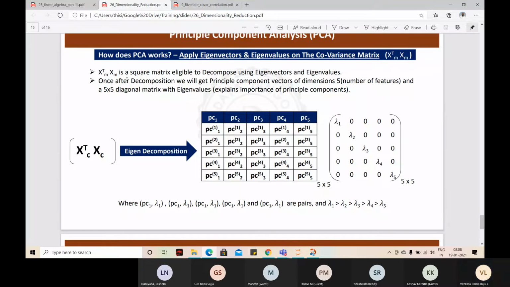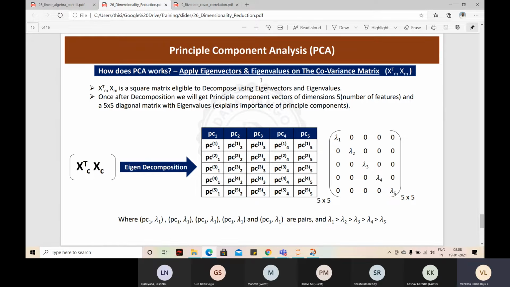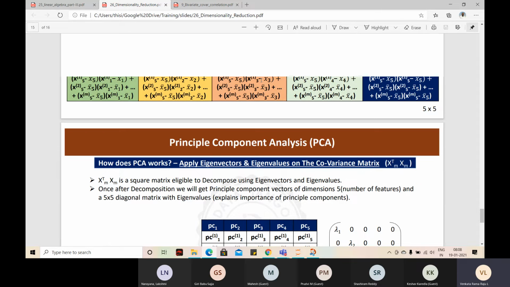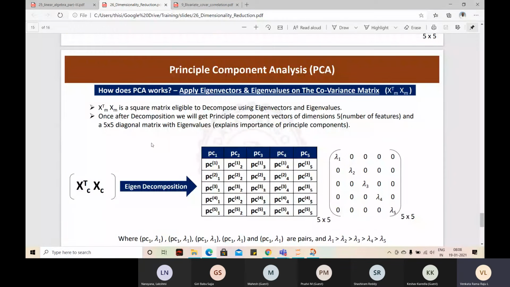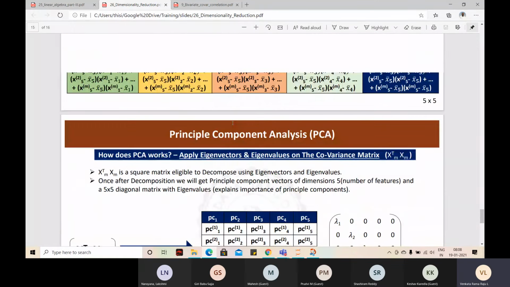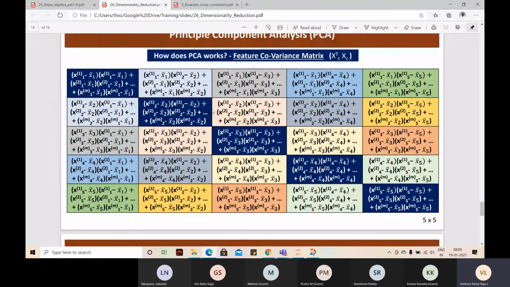Xc transpose X is the square matrix that is eligible to decompose using eigenvalue eigenvector decomposition, because you cannot do eigenvector decomposition on a rectangular matrix. And PCA is actually looking to extract covariance from the data. So in both ways, whatever we did is reasonable. We actually calculated a covariance matrix. Now the matrix is eligible. We did covariance extraction. So if you have a million columns and 10 rows, you will get a million by million matrix.